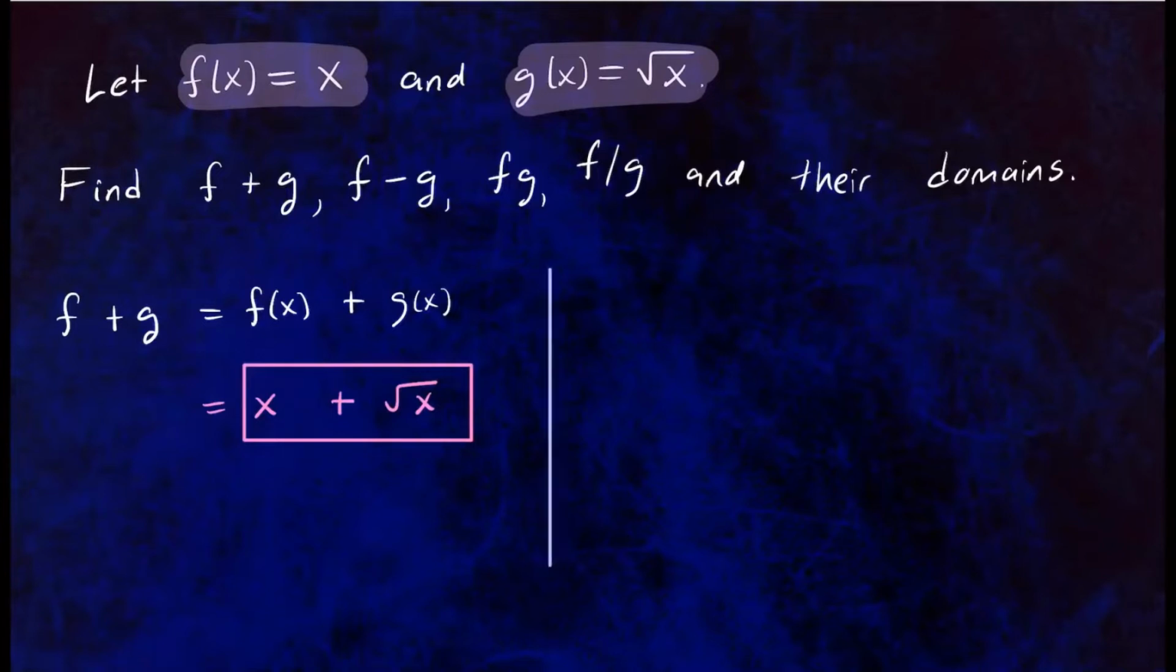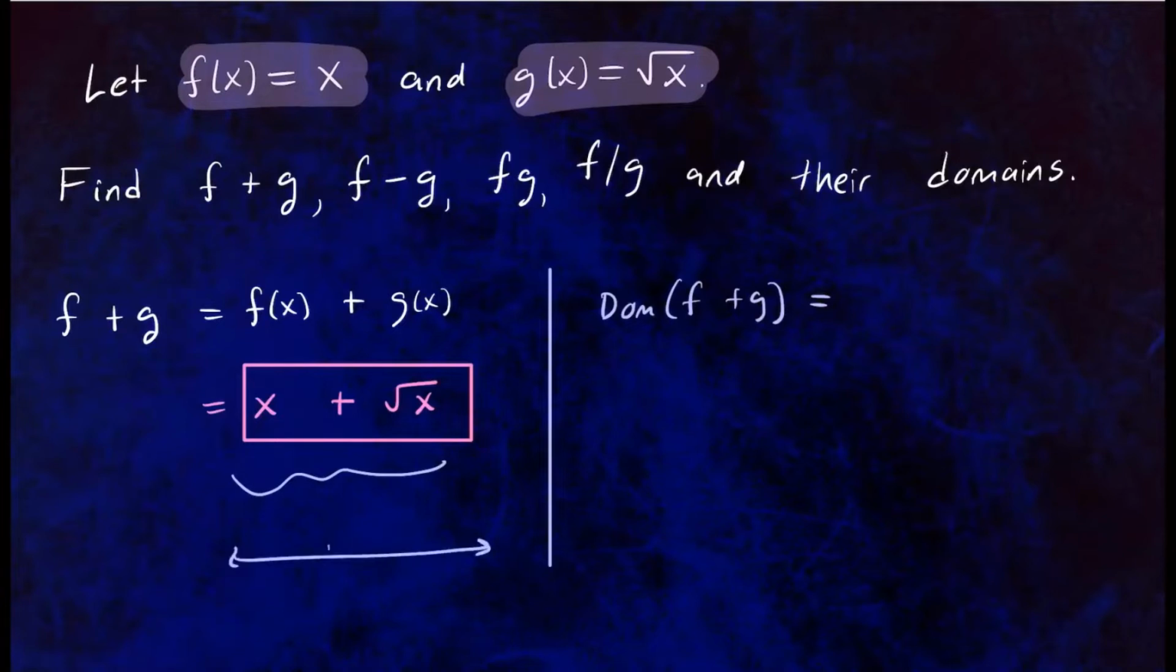For the domain of f plus g, it has to be where both of these formulas make sense. So the domain for f plus g is going to be where both of these two pieces make sense. For x, the domain is all real numbers, so there's no restriction on that one. For g, the domain is all positive numbers, including 0. So where both of them make sense will be from 0 to infinity. You can draw it like this, starting from 0 all the way to infinity. So that would be our domain for f plus g, from 0 to infinity.